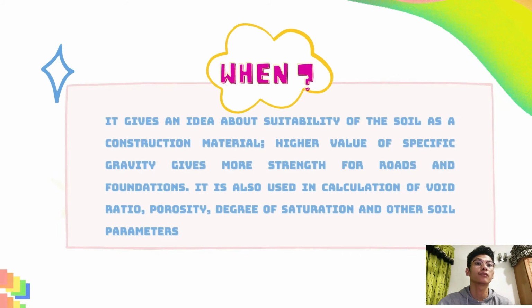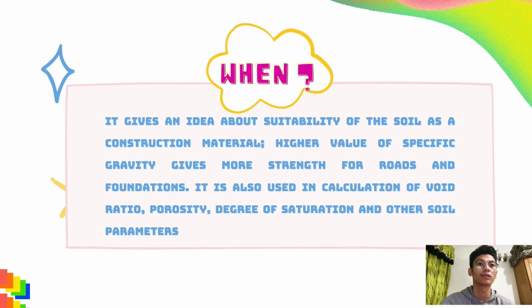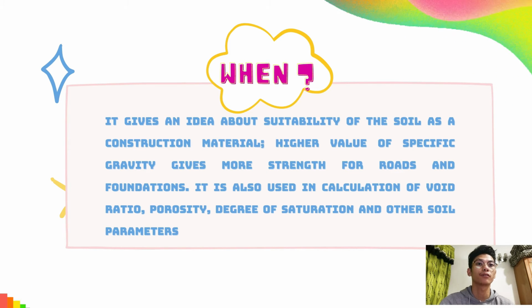Okay, the third one is When. It gives an idea about the suitability of the soil as a construction material. A higher value of specific gravity gives more strength for roads and foundations. It is also used in calculation of void ratio, porosity, degree of saturation, and other soil parameters.